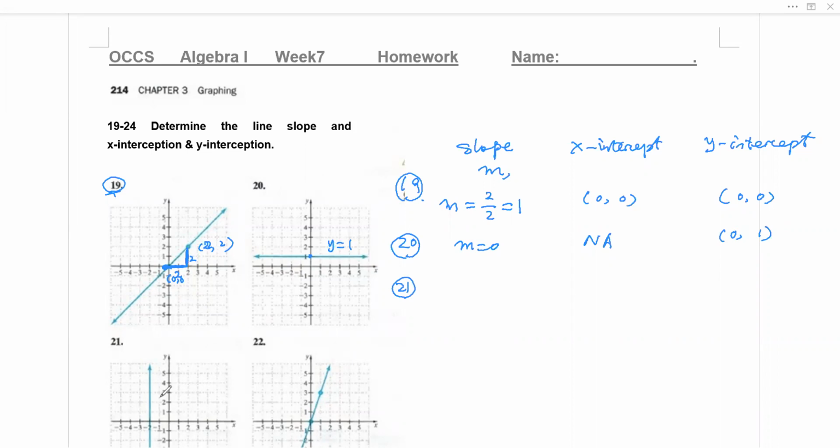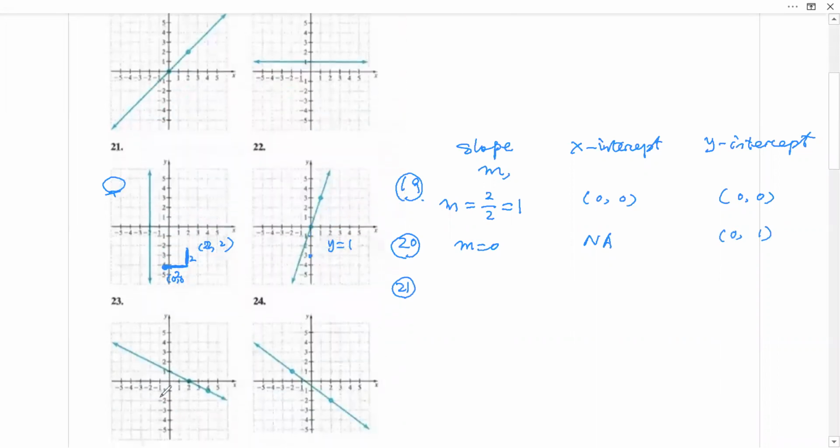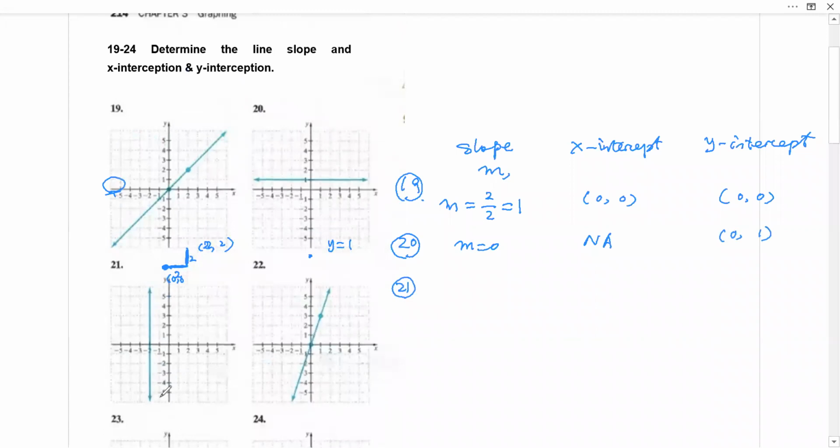So let's move to 21. Let's see 21 here. 21 here is actually a vertical line. x equals -2, right? The vertical line. So the slope is infinity. The x-intercept is -2, 0, right? Here is -2. And what about the y-intercept? That does not exist, not available, right?